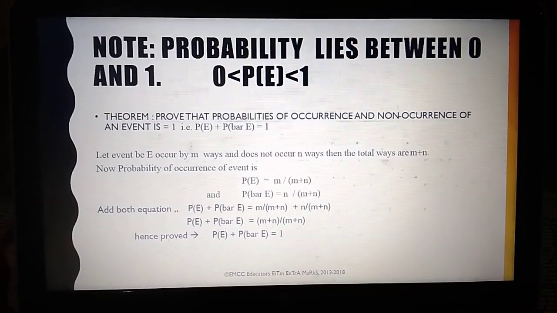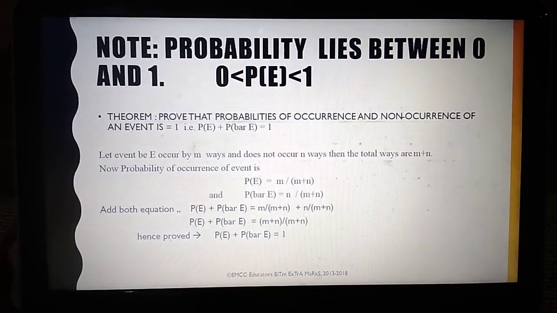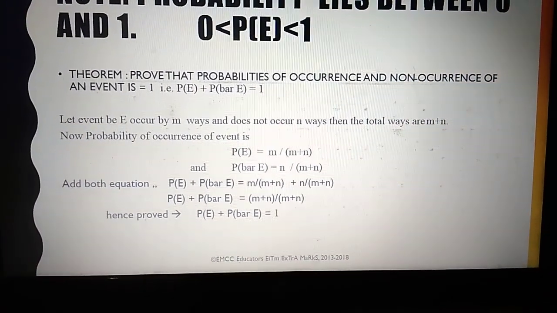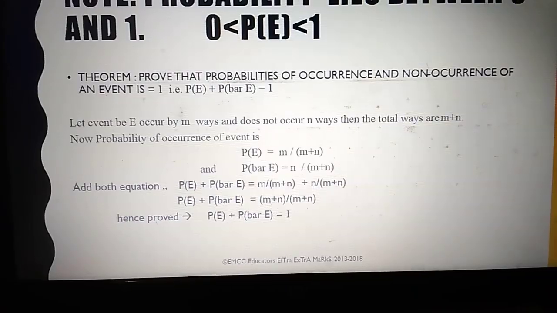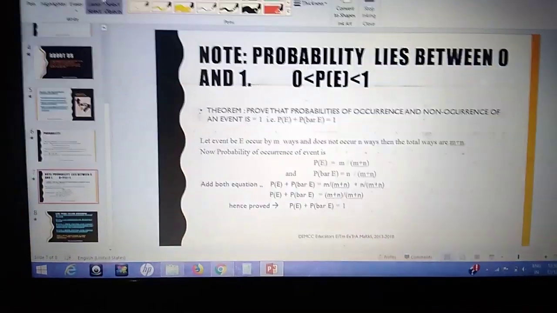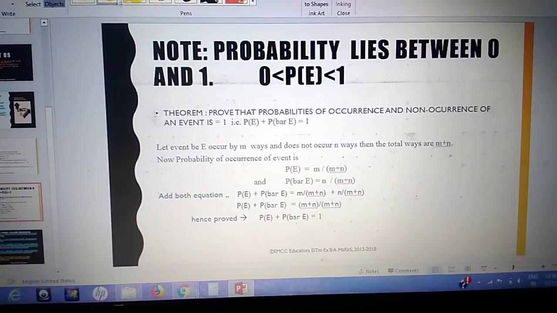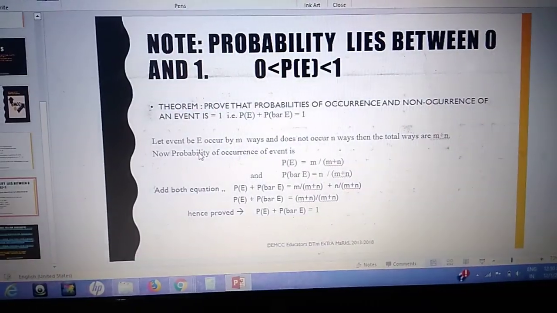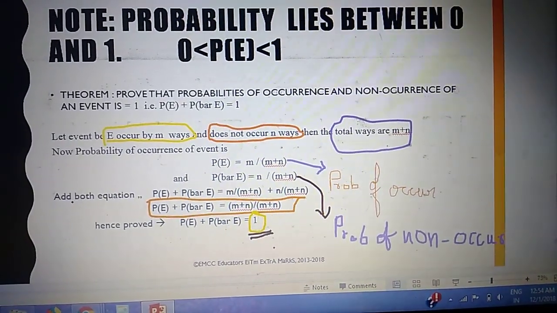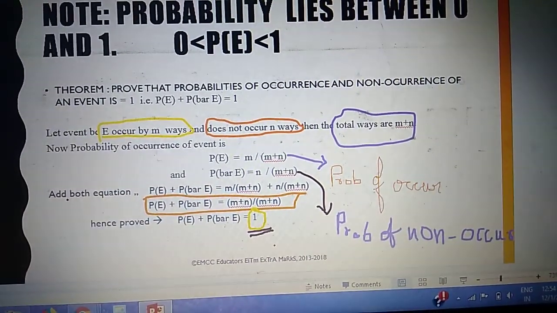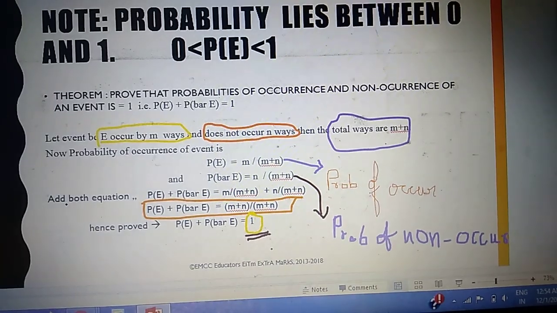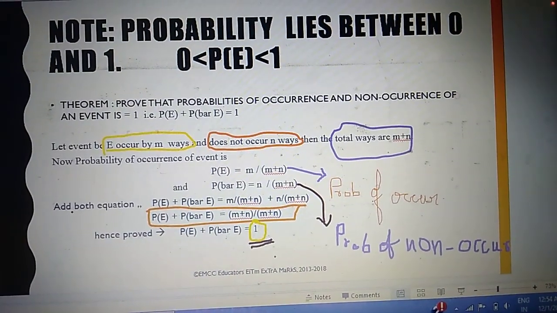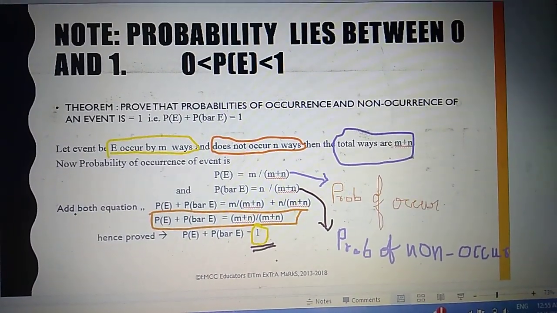In this, let's assume that event E occurs in m ways and does not occur in n ways. The total ways are m plus n. So E is the event that occurs in m ways and does not occur in n ways, and we can conclude that the total ways will be m plus n.